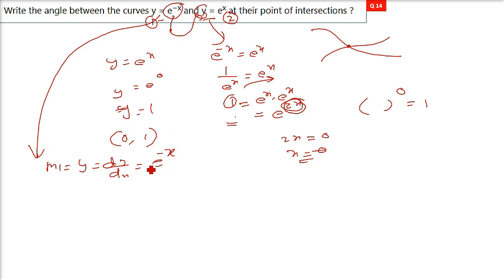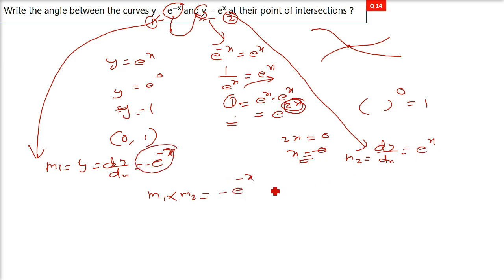So e raised minus x differentiation is e raised minus x, and differentiation of negative x is minus 1. Here it will be simple. There will be no negative, so e raised x is e raised x only. Now what the second thing is, m1 into m2 is what? Just multiply these two. Minus e raised minus x into e raised x. What do you get? You can write it as e raised x in the denominator. You can cancel this out. It is negative 1. So m1 into m2 is minus 1.